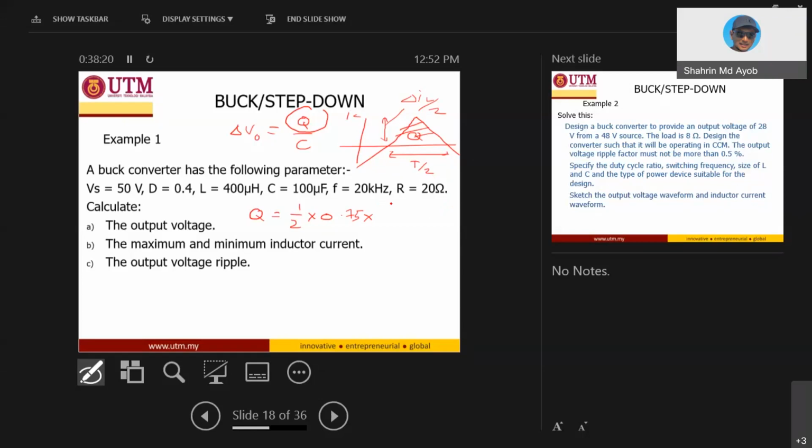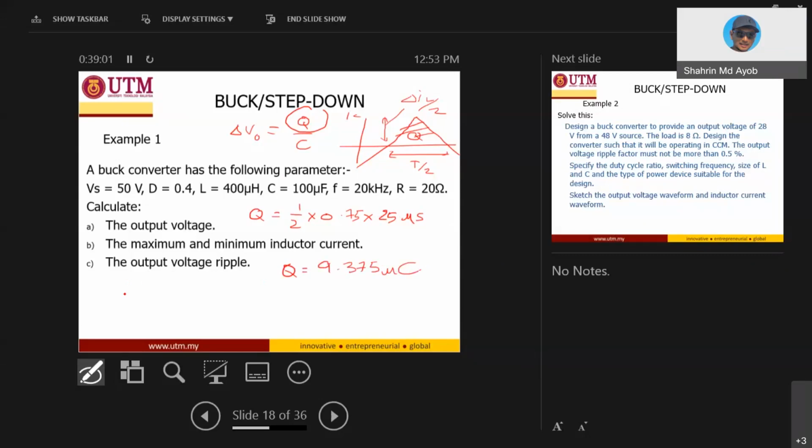Berapa? 25 microsecond. So this is your charge. So 1 over 2 multiply with 0.5 multiply with 25 microsecond. Berapa you punya kolom? Berapa? Charge. 9 micro column.